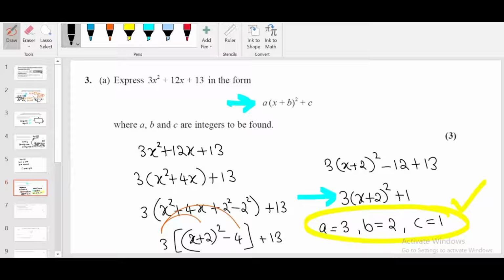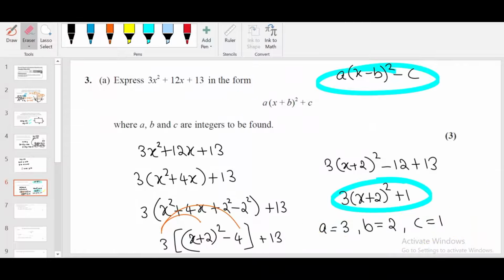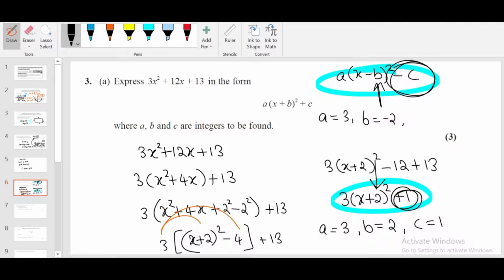For example, they want you to write it in this form, minus C, let's say. When you compare this and this, what would be the ABC? A is the number outside the bracket, minus B is positive 2. This minus B is positive 2, so B is negative 2. The same way, minus C is positive 1, so C is negative 1. So you have to compare carefully and write the values of ABC clearly.